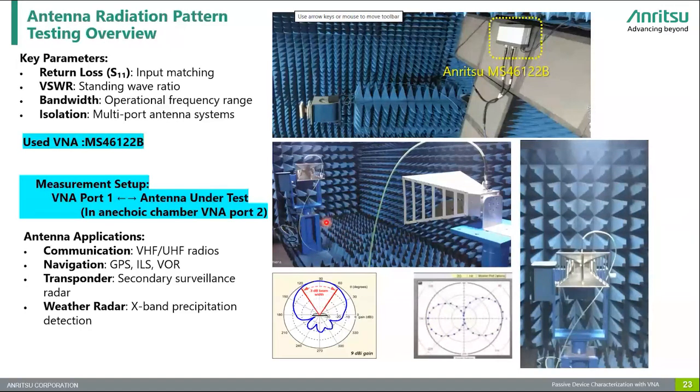This type of testing is critical for aircraft antenna applications and navigation systems, and also weather radar systems, which typically operate in the X-band. Each of these systems has strict performance and reliability requirements, especially under extreme environmental conditions, where radiation pattern testing ensures that the antenna not only meets electrical specifications, but also radiates energy in the desired direction with the required gain and coverage. This type of testing is essential for both design validation and regulatory compliance, particularly in defense sectors and also in the aerospace sectors.